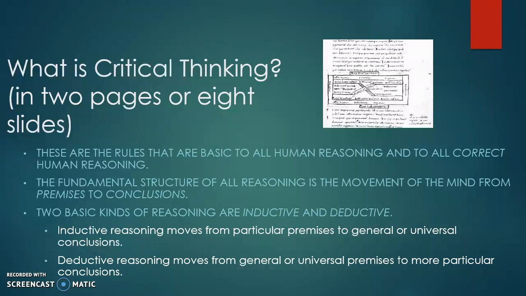Inductive reasoning moves from particular premises to general or universal conclusions. This swan is white, that swan is white, 100 swans are white, therefore all swans are white. Deductive reasoning moves from general or universal premises to more particular conclusions, such as: all men are mortal, Socrates is a man, therefore Socrates is mortal.